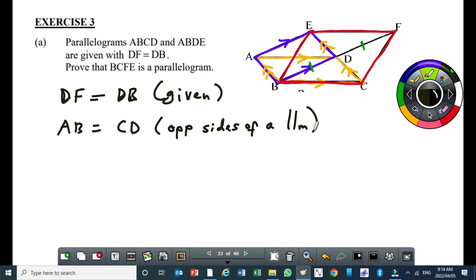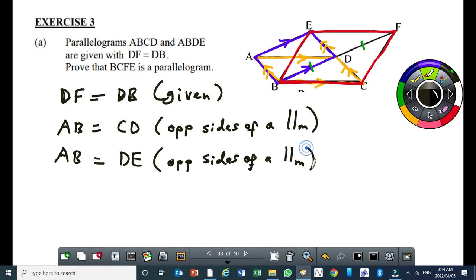That's the first step. Then the next thing, since ABDE is a parm, it means AB is equal to DE. Okay? And my reason here is the same.